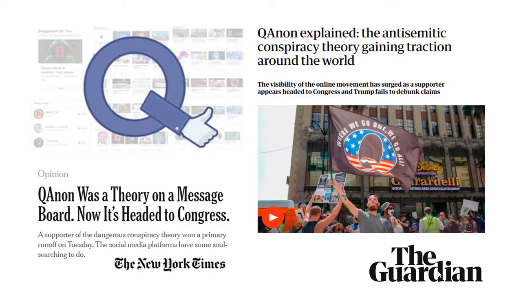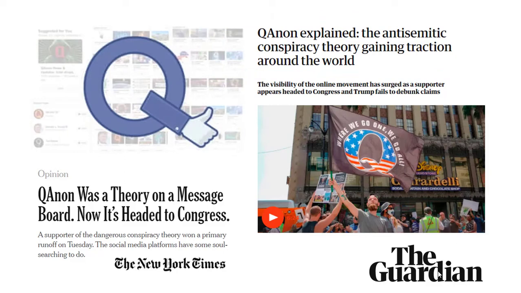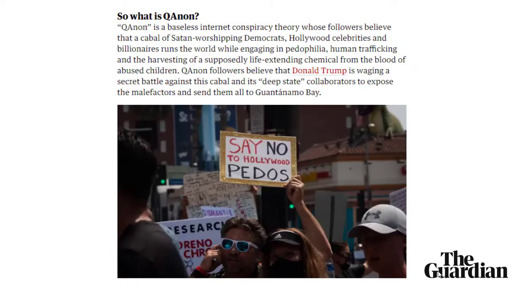Right. Okay, let's get straight into this. There's a few very recent headlines within the last few months about this QAnon thing. If you haven't heard about this QAnon thing, don't worry. In a slide or two, I'm going to give you a very brief overview outline of what QAnon is from a Guardian article a few weeks ago even. As you can see in that New York Times article, QAnon was a theory on a message board. Now it's headed to Congress. It's incredibly influential. QAnon explained the anti-Semitic conspiracy theory gaining traction around the world. As you can see, the visibility of the online movement has surged as a supporter appears headed to Congress, and Trump fails to debunk claims on a number of occasions now, because he knows on which side his bread is buttered. So what is QAnon?